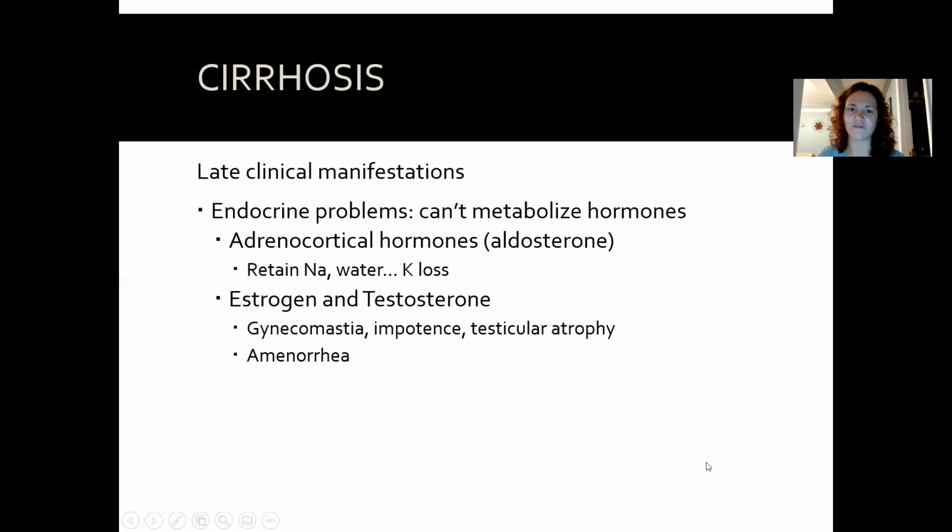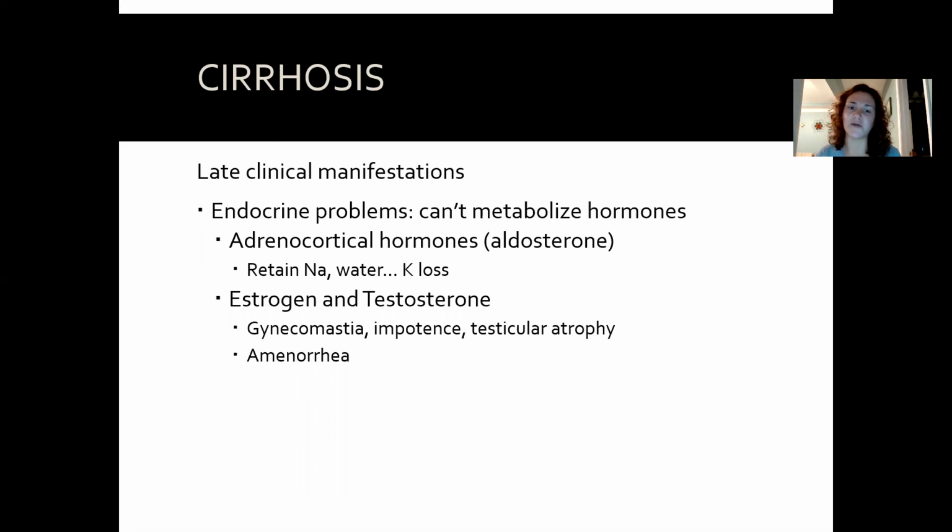Late clinical manifestations are also endocrine problems related to the fact that we can't metabolize hormones. So, the same reason we were talking about with the skin issues, the adrenocortical hormones are going to be retained. They're going to be in the body for longer and have their effect for longer. So we're going to be retaining that sodium and water for longer than need be. So we could have hypernatremia, definitely an overabundance of fluid, and then potassium is excreted. So we could have low potassium. We need to watch for that.